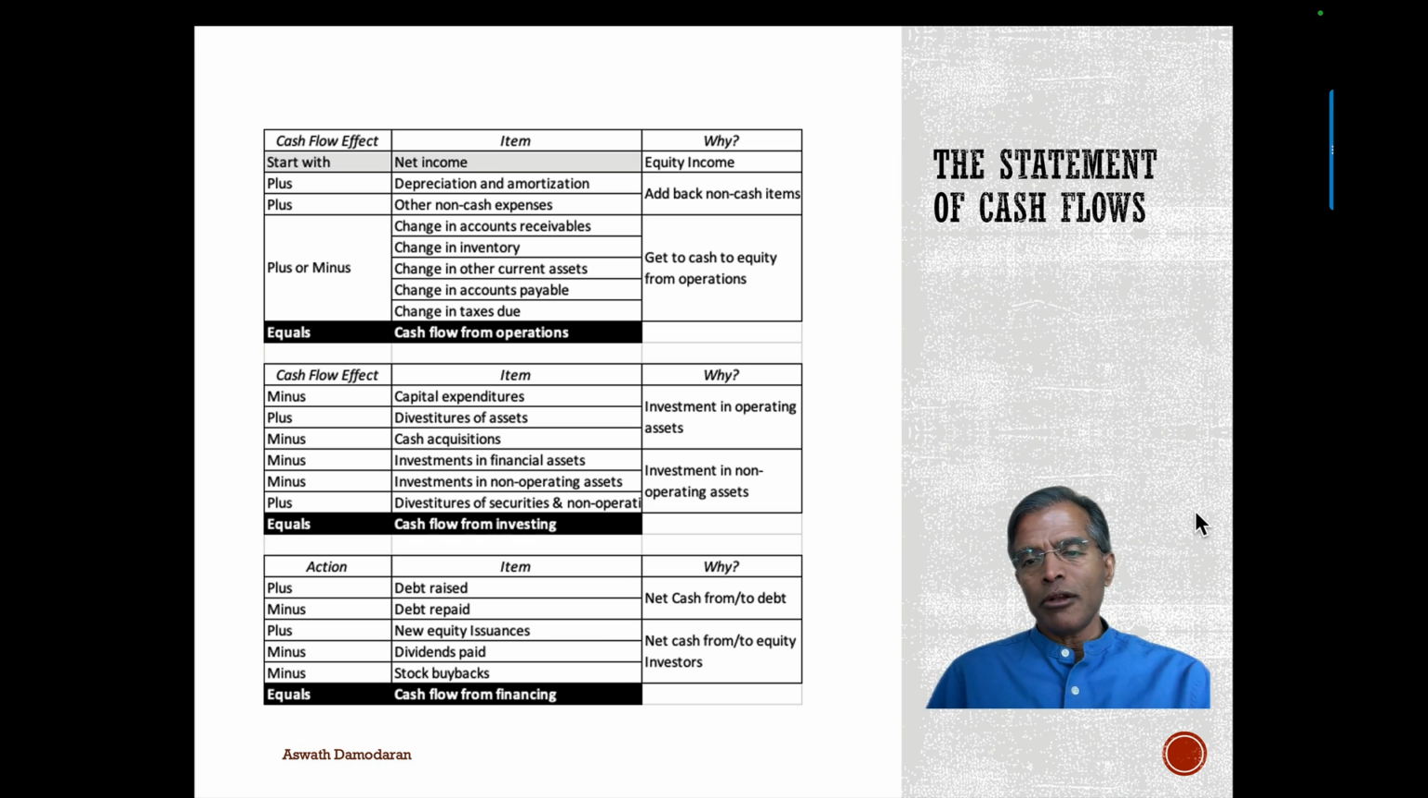Which brings us to the third and final section, which is cash flows from financing. When you borrow money, cash comes into the company. That's a cash inflow. When you repay debt, it's cash outflows. So you have to show cash inflows and outflows from debt. In addition, because we're looking at the entire company, you'll also see dividends, if a company pays dividends, as a cash outflow. Stock buybacks as a cash outflow, and stock issuance as a cash inflow.